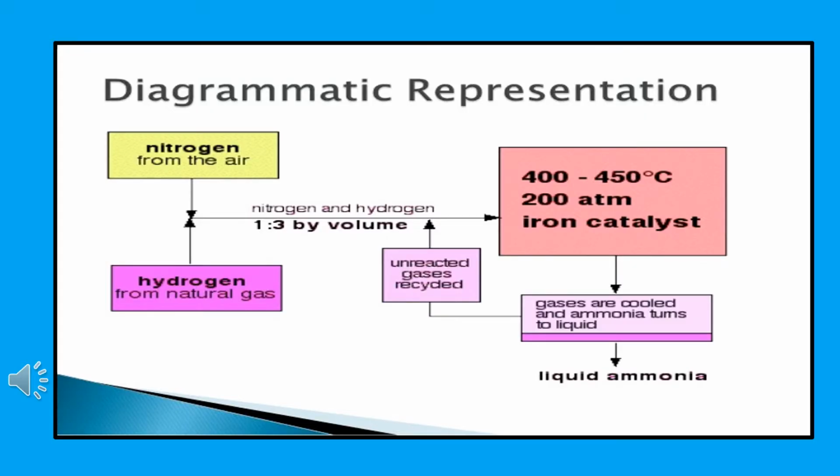This is the diagrammatic representation of Haber's process in the formation of ammonia. That is, when nitrogen gas and hydrogen gas combine in 1:3 ratio of volume and are catalyzed by some catalyst, under low temperature and high pressure, liquid ammonia is formed. This is the diagrammatic representation of Haber's process. Okay, students?